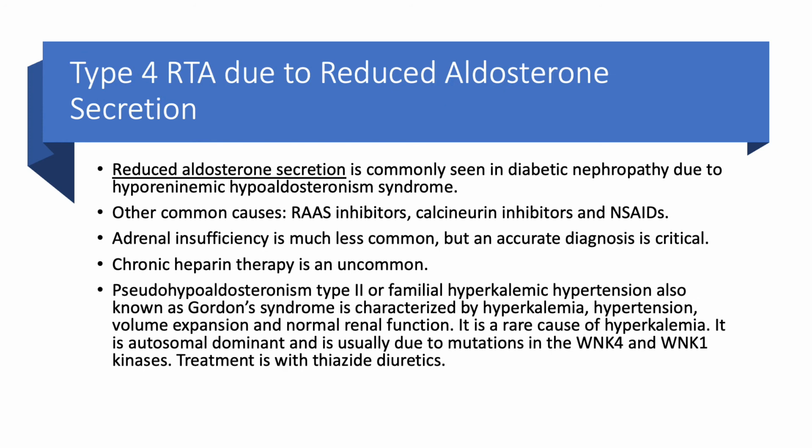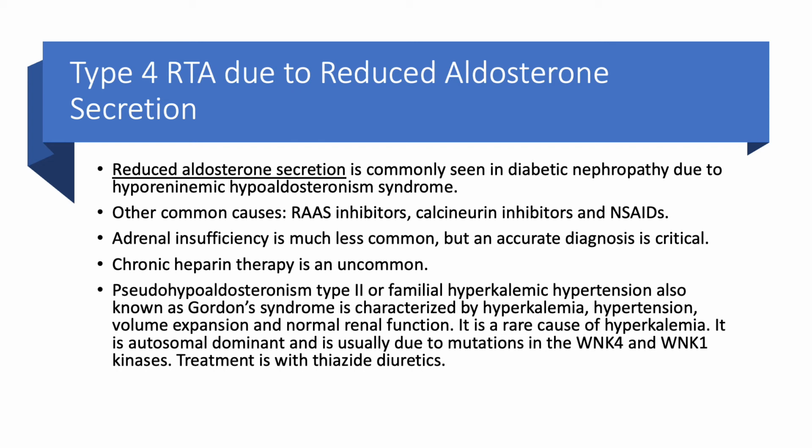So, the first possibility is type 4 RTA due to reduced aldosterone secretion, okay? This is what we see in diabetic nephropathy due to hyperreninemic hypoaldosteronism. This is by far the most common type of type 4 RTA, okay? You're going to see a lot of cases, okay? Patients with diabetic kidney disease, even earlier stages, stage 3, maybe with hyperkalemia. Why? Because they have hyperreninemic hypoaldosteronism, and this is called type 4 RTA, okay?